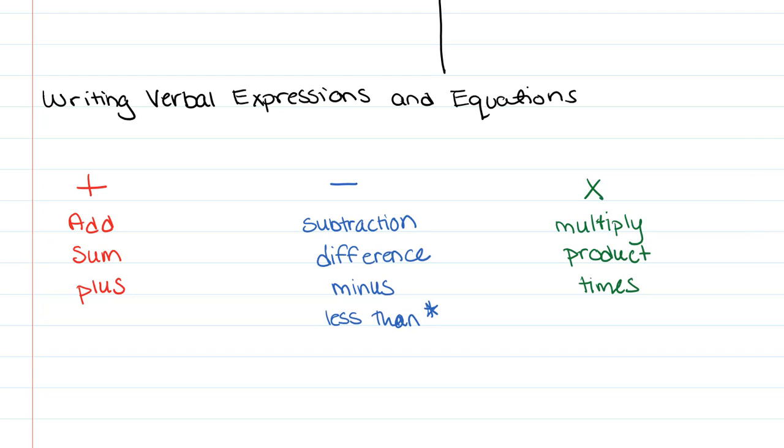So we might be told to divide two numbers. This is also called a quotient. Lastly, we cannot forget about our equal sign. So to write equals, we might see the words equals, is, or same. So like 5 is the same as 2 plus 3.